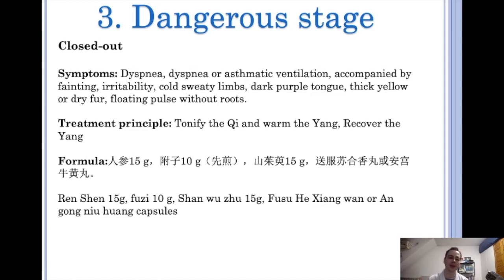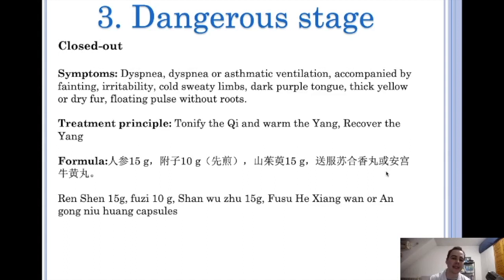In this case, we are going to focus on bringing the yang qi back to this person, okay, so in this case we can use a really good formula, 四逆汤, okay, 四逆汤. Here we use 人参, we use 附子, we use 山茱萸, but in this case we can use also 四逆汤, really good, okay, but it's the same principle in some way, okay.